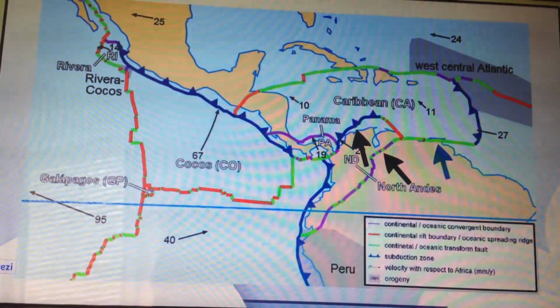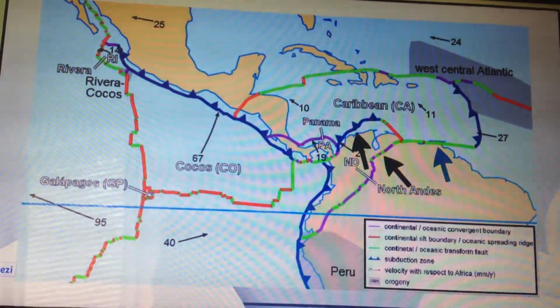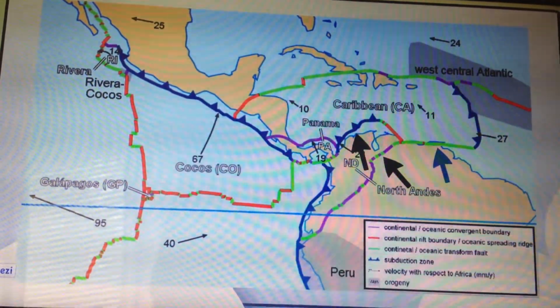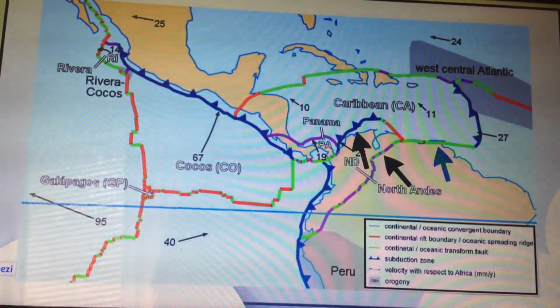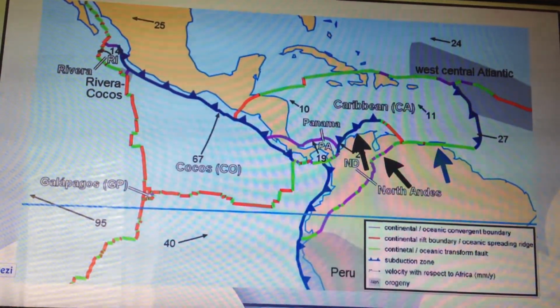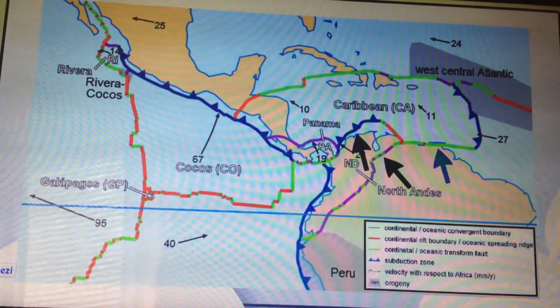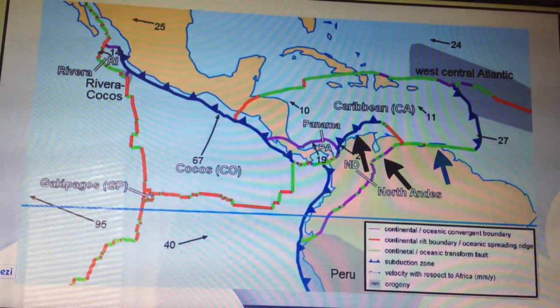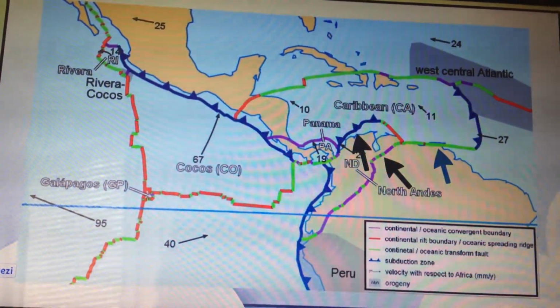And you can see that by the darker blue arrows on the left side, pointing to the purple line, which is the convergent boundary, and the blue spiked line, which shows the subduction zone, where the South American plate is being subducted under the Caribbean plate, which creates volcanoes like those in the Lesser Antilles volcanic arc.